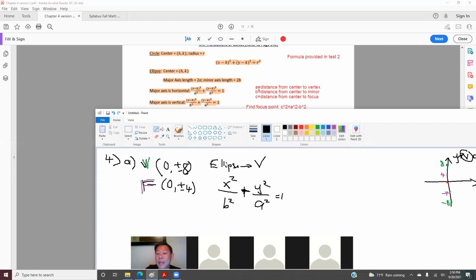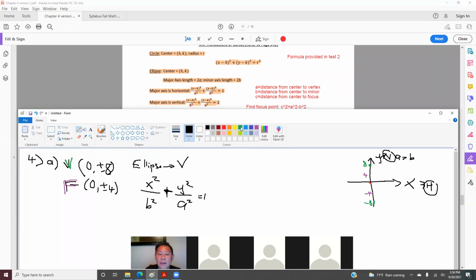And what is the A? A is the distance from the center to the vertex. So if you look here, where is your A? This is your center to where? 4 or 8? 8, yes, this is the vertex. So this is your A. Can someone tell me what 0 to 4 here is called? A, B, or C? No, C. This is your focus, right? Focus is C. Yes.